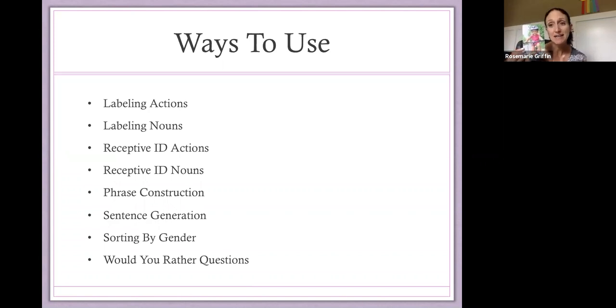So we don't want to say the same thing every single time we show the same picture to get a sentence. Some days I may say, tell me a sentence about what's happening there. That might be too much language for a student. I may say, what's happening in this picture? Or I might say, what's happening? And the student gives me a sentence about that.